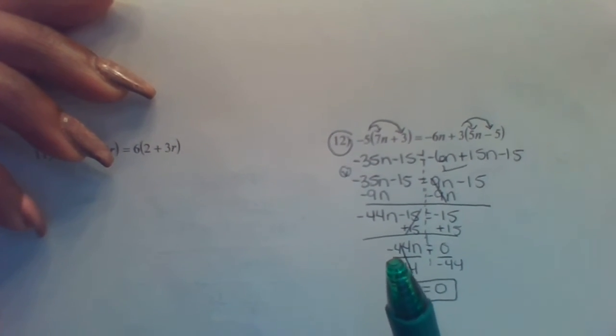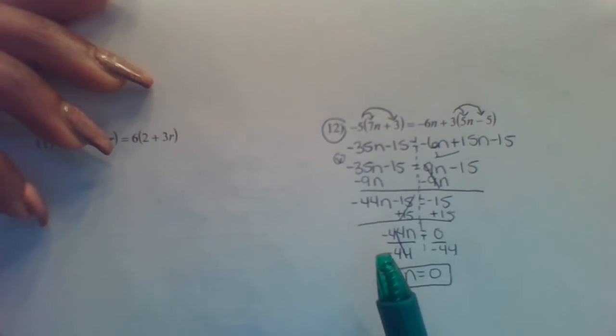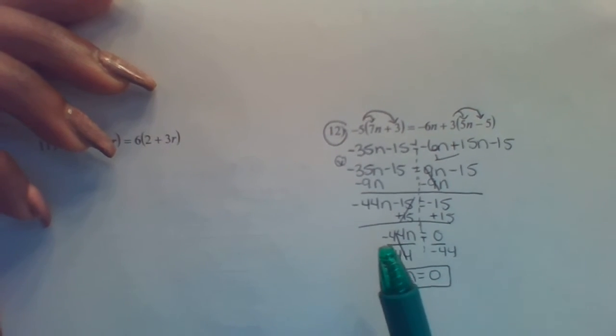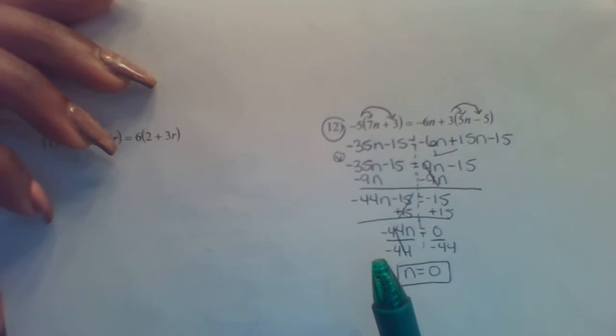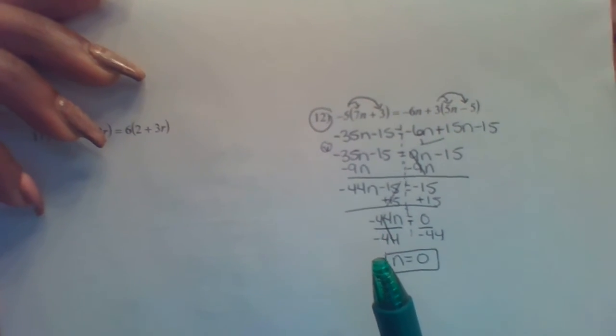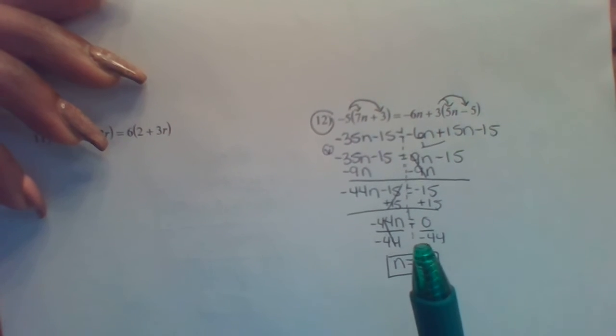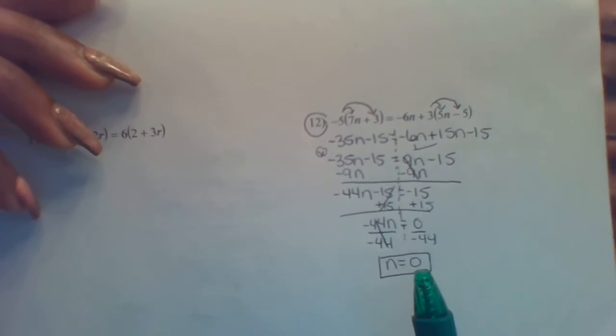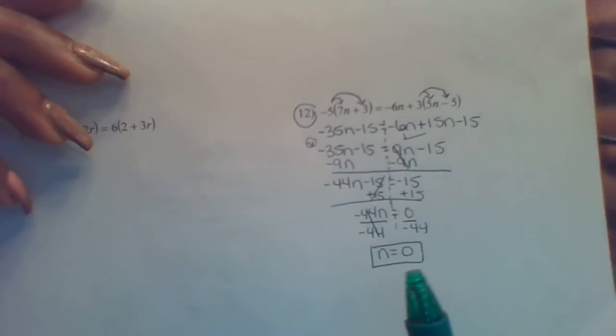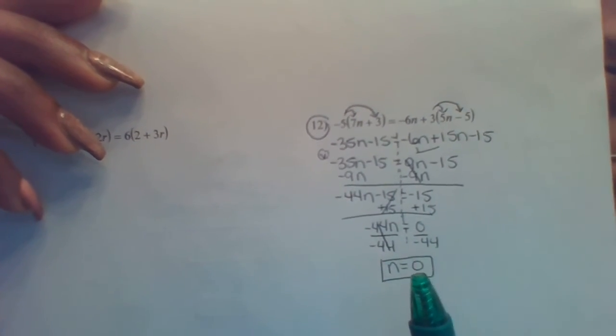Final step is to get n by itself. When a number is right next to a variable, that is multiplication. So we need to do the opposite, which is division. Negative 44 divided by negative 44 is 1. 1 times n is just n. 0 divided by negative 44 is just 0. So again, make sure you're putting that 0 because there is nothing else on this side. So our final answer for this one is 0.